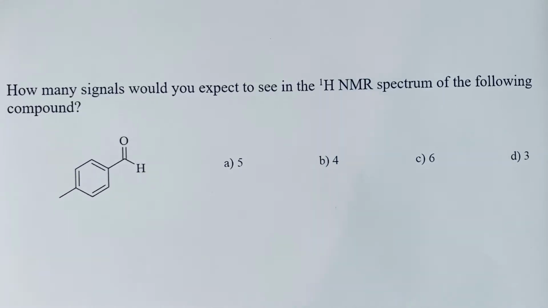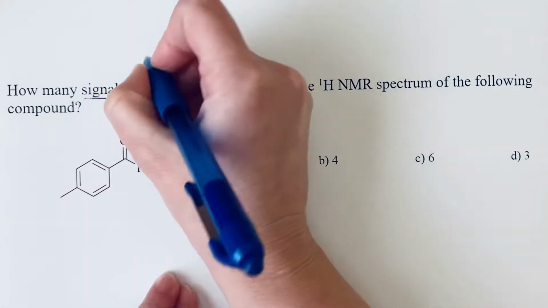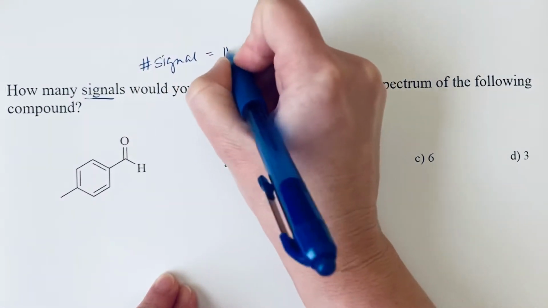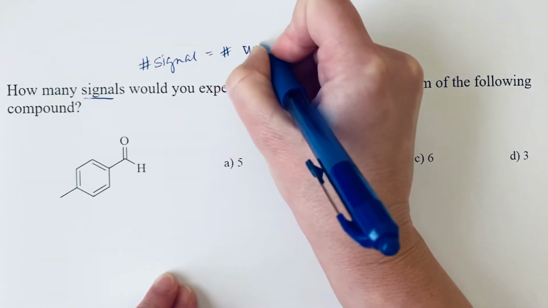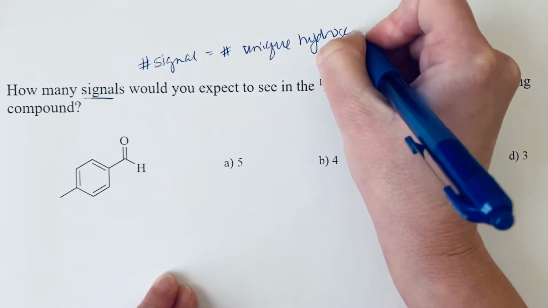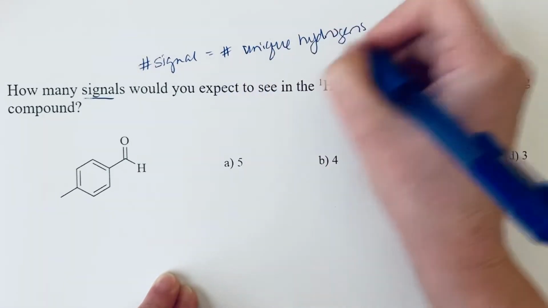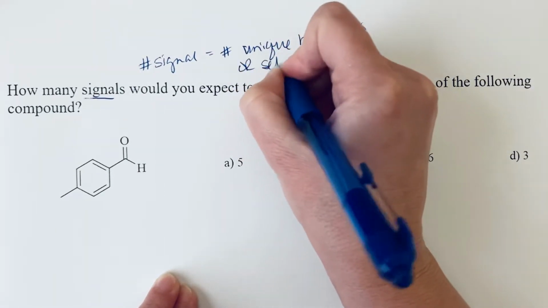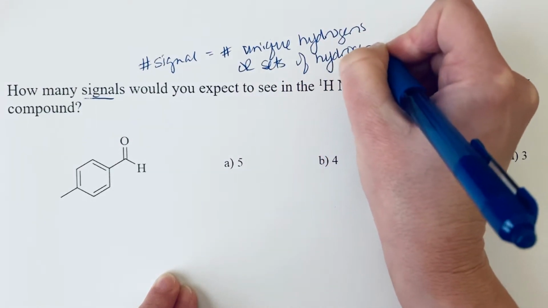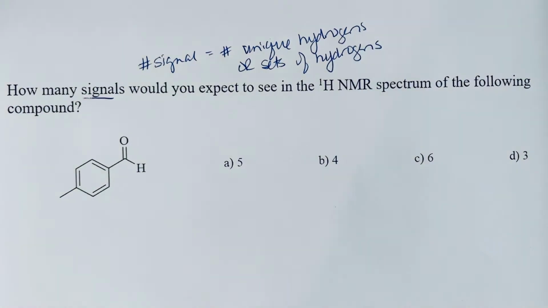How many signals would you expect to see in the proton NMR spectrum of the following compound? So the number of signals that we see tells us the number of unique hydrogens or sets of hydrogens in a molecule. And another way of looking at this is to identify which hydrogens are going to be the same.